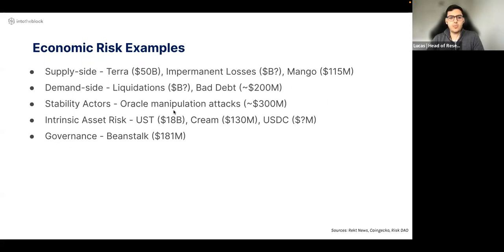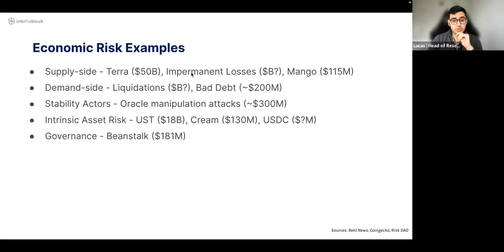Then diving into economic risk, we would classify those between supply and demand side first and foremost. And these are also interconnected. So a lot of times you'll see these risks playing with one another. On the supply side, a perfect example is Terra, that had the unsustainable price minting and burning, that led to hyperinflation once it depegged.